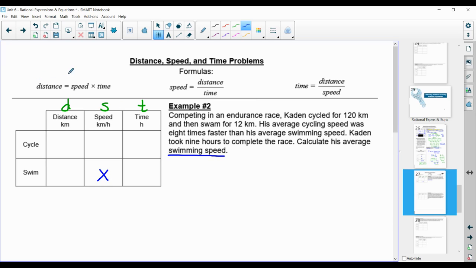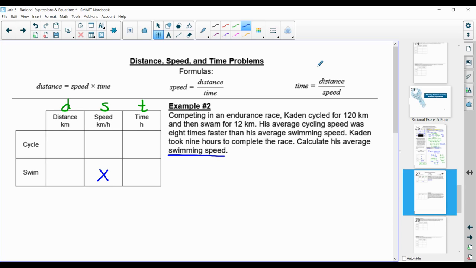Now, before we get into filling the chart, it's important that you understand your formulas. The formula for distance is speed times time. And this is often the one we see here. Speed is distance over time. Again, those of you who are in physics, you're probably thinking about velocity. Velocity is displacement over time. And then time is distance over speed. So these are all the same formula. They've just been rearranged. This is a formula that you need to memorize. It's not one that's given to you on a formula sheet.